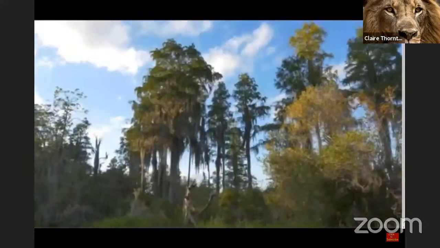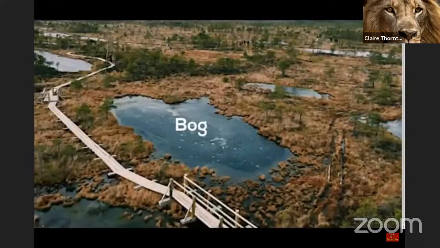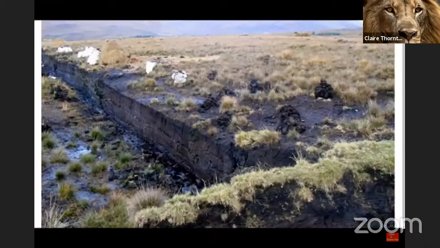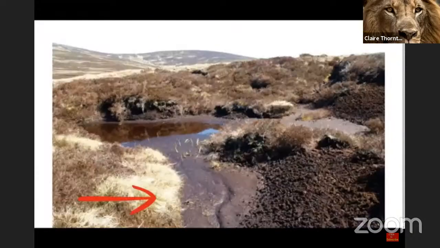A bog is a low-lying area that collects water when it rains and snows. Bogs are dominated by sphagnum moss. The water collects and builds up over time and becomes very acidic and low in oxygen. This slows decay, and the moss just builds up over time and creates a type of soil called peat.